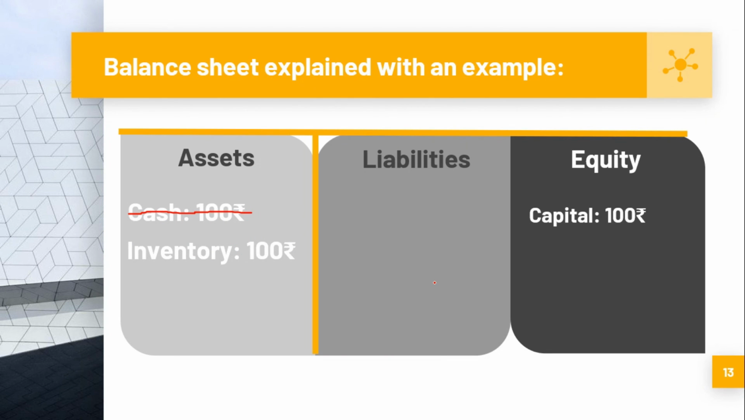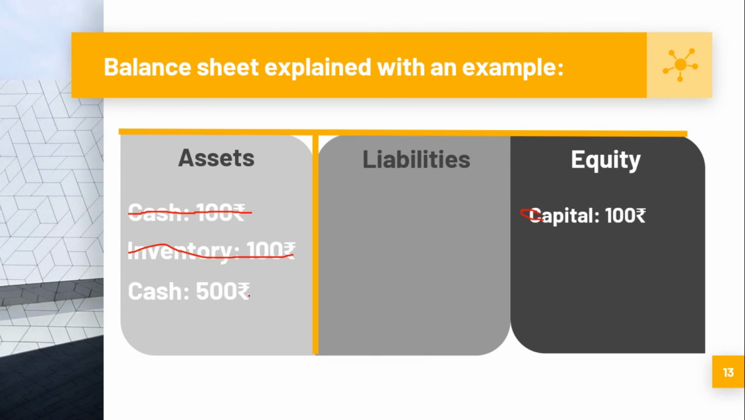Now let's say you sold these goods worth 100 rupees for 500 rupees. So now you have total cash of 500 rupees, in which 100 rupees was the cash you invested. You sold it for 500 rupees. So your total profit is 400 rupees. And the total cash you have is 500 rupees. But now the balance sheet is imbalanced. The asset side is 500 rupees. The liability side is 100 rupees. But the balance sheet should be balanced, right?